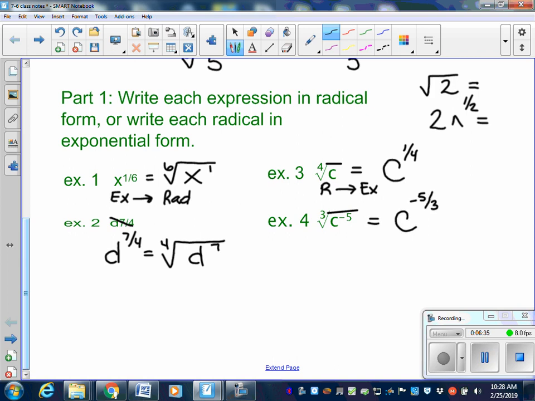So that's all you're doing on the worksheet for the first part. I will send the worksheet and I will send the answer key to you so you can do this. This assignment will not take you too long to do today. Okay, we still have a second part. Hopefully that was enough examples to go from radical to exponential and exponential to radical.